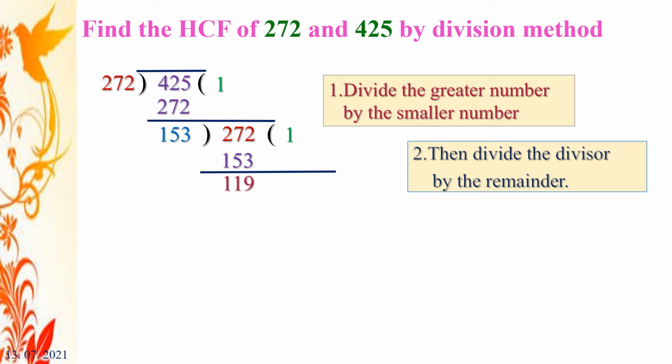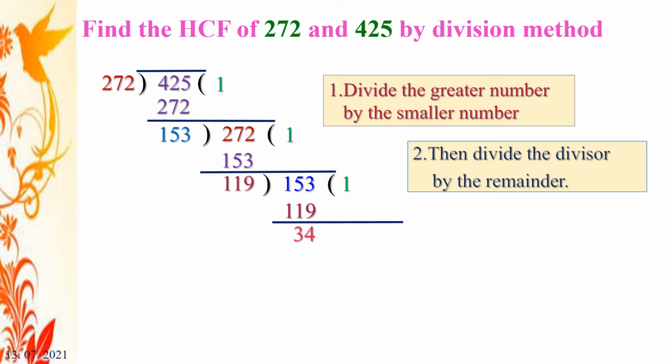Then divide the divisor by the remainder. We can repeat this process until the remainder is 0. So write the divisor as dividend and the remainder becomes the divisor. So how many times do we have 119 in 153? We have only one time, so write 119. Now subtract, what is that answer? That is 34.